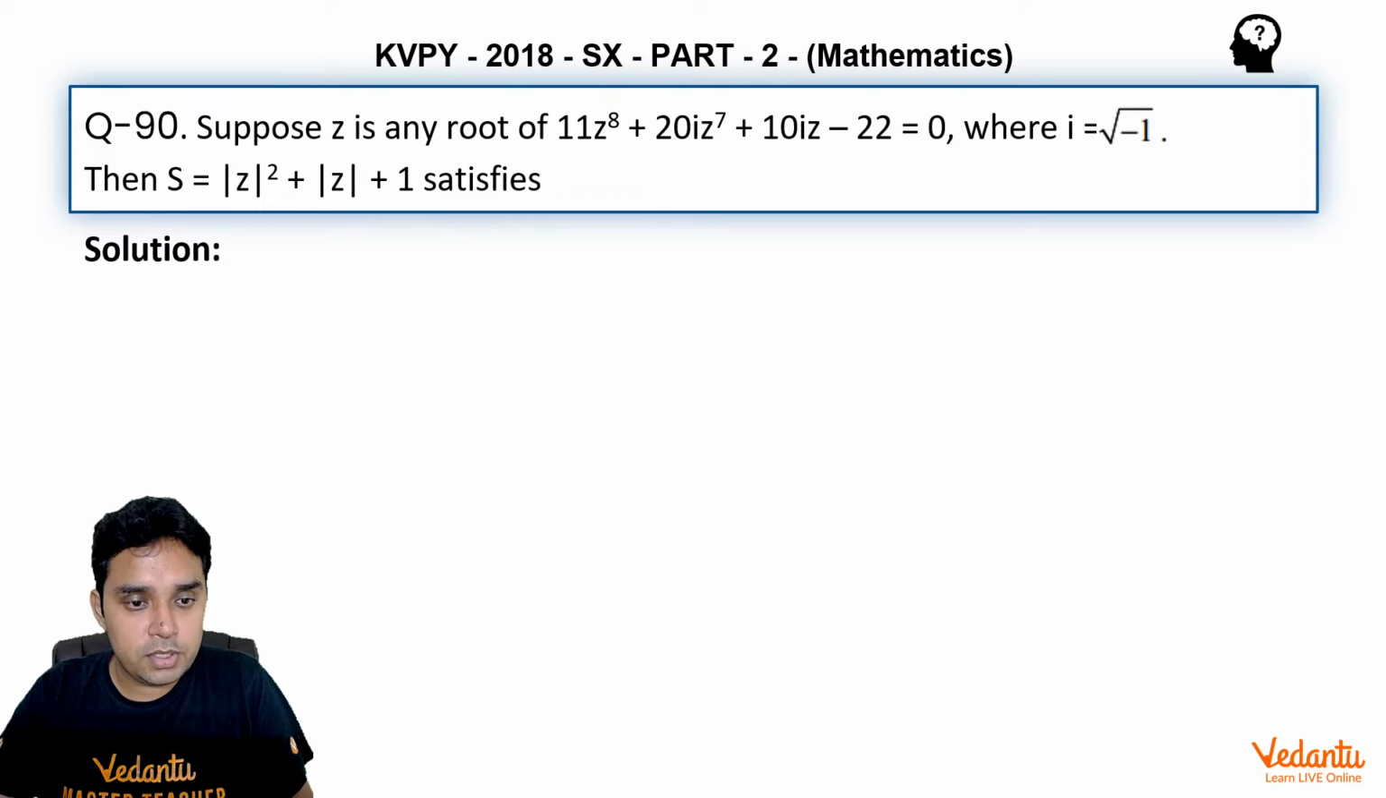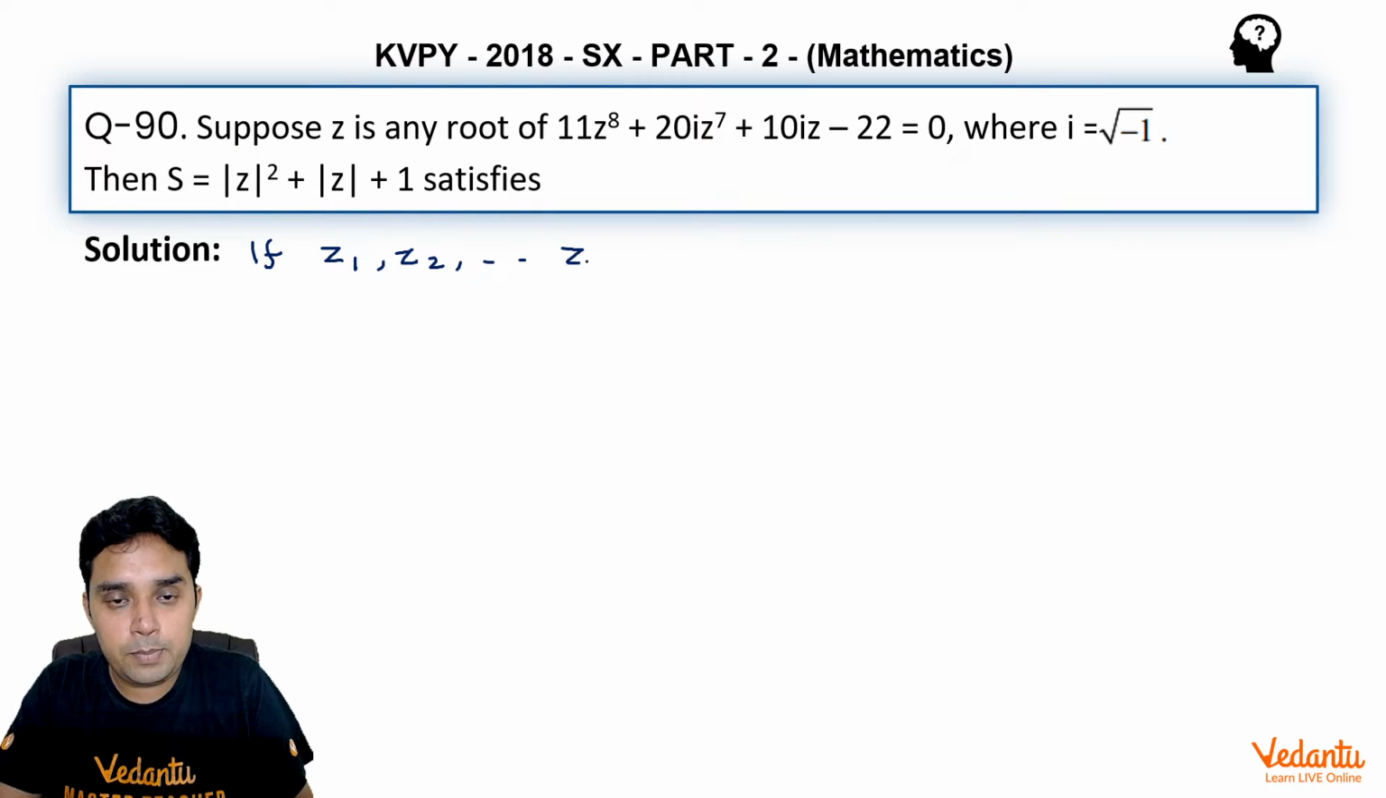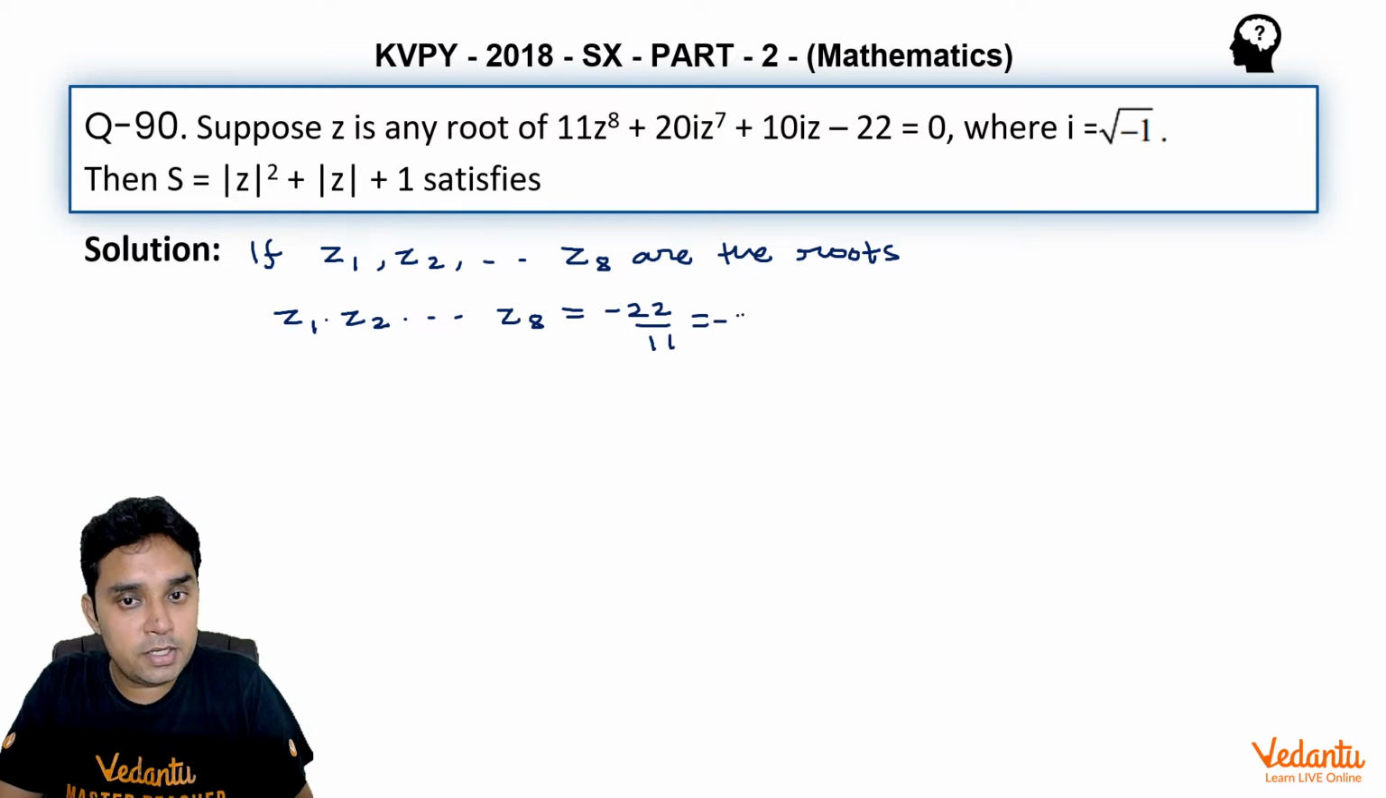Now to solve this question, let us first assume that the roots of this 8-degree polynomial are z1, z2 and so on up to z8. Then the product of these roots z1 into z2 and so on up to z8 has to be minus 22 upon 11, that is minus 2. So the product of their mods, |z1| into |z2| and so on up to |z8|, will be equal to 2.